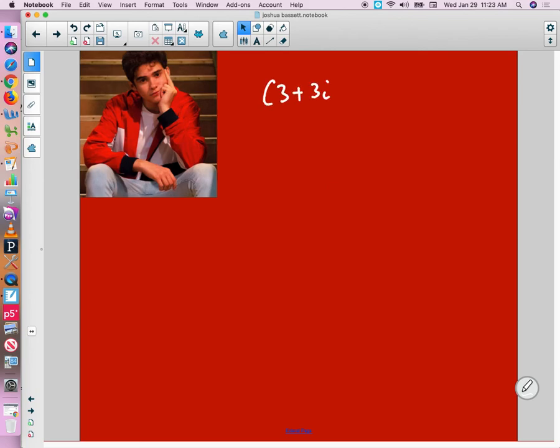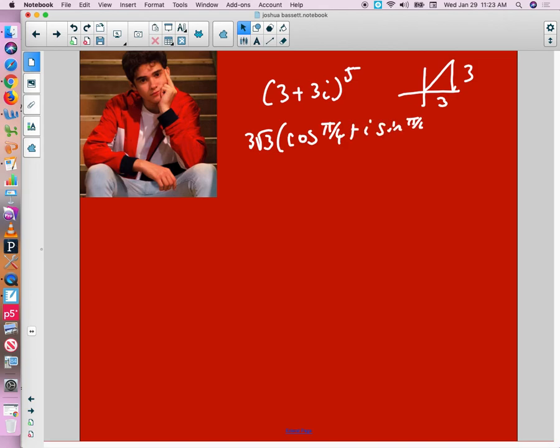If I have 3 plus 3i to the 5th, my 2 options are to do 3 plus 3i times 3 plus 3i times 3 plus 3i, and so on. I don't want to do that. Trig form of a complex number is so wonderful because I can find the angle. I believe the r would be 3 root 3. And this is definitely in the first quadrant. Always think about that. So I would have cosine of pi over 4 plus i sine of pi over 4, whatever that is, and raise all of that to the 5th power. And so you say your r to the 5th, and you multiply it times those, and you're done.